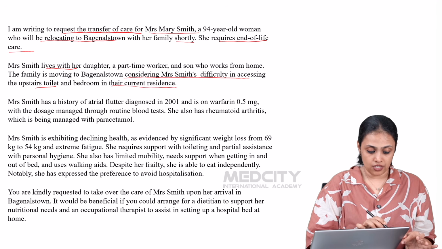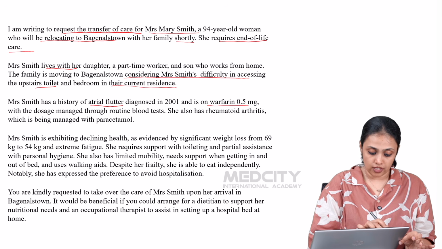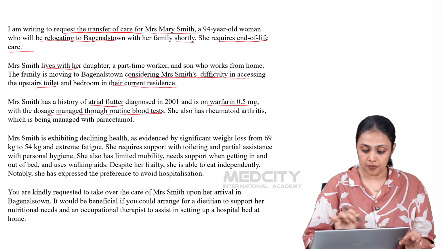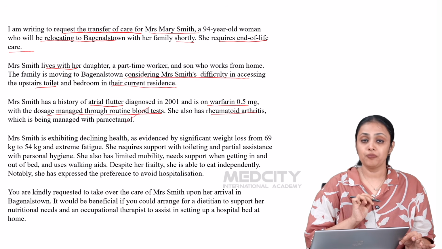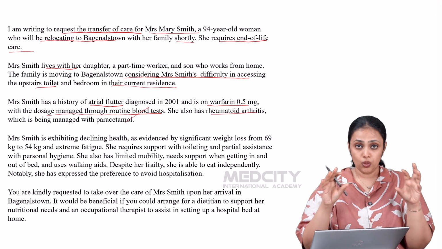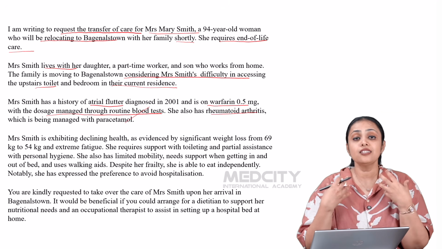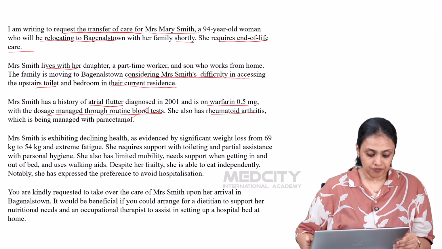Then to the medical history: Mrs. Smith has a history of atrial flutter, and she's on warfarin with the dosage managed through routine blood tests. Then she also has rheumatoid arthritis, which is also mentioned, with paracetamol. Then we are coming to the current details. Now, current details, as I said, you have to present the summary of it. There are a lot of details given there. Let's see how this can be done.